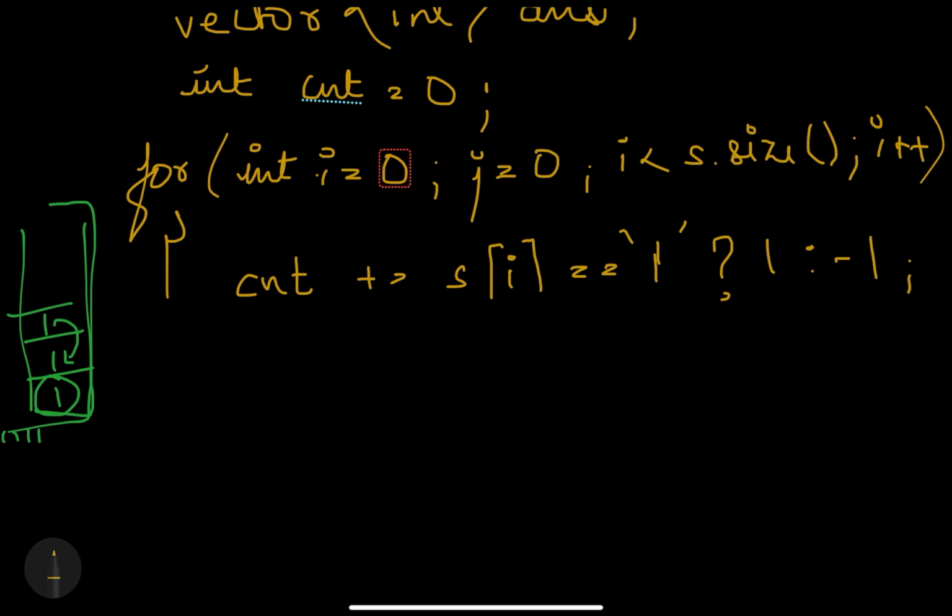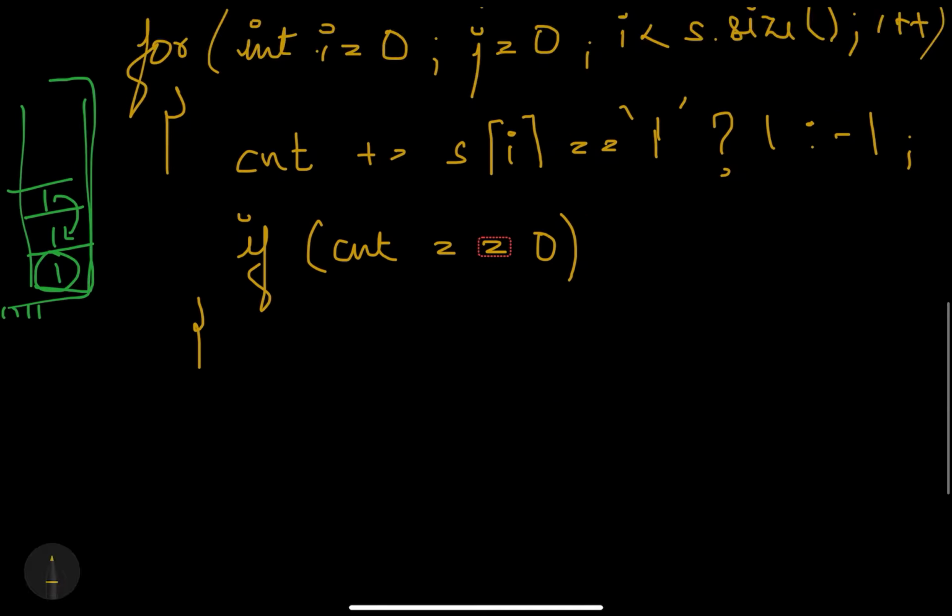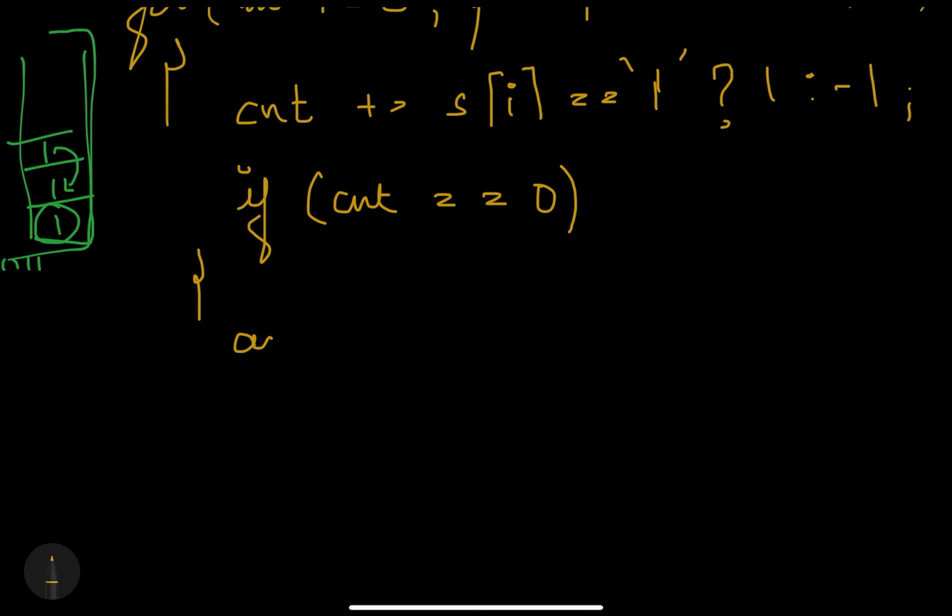Let's continue with our code. If at any point our counter variable becomes 0, that means we'll add that substring to our vector using answer dot push back.